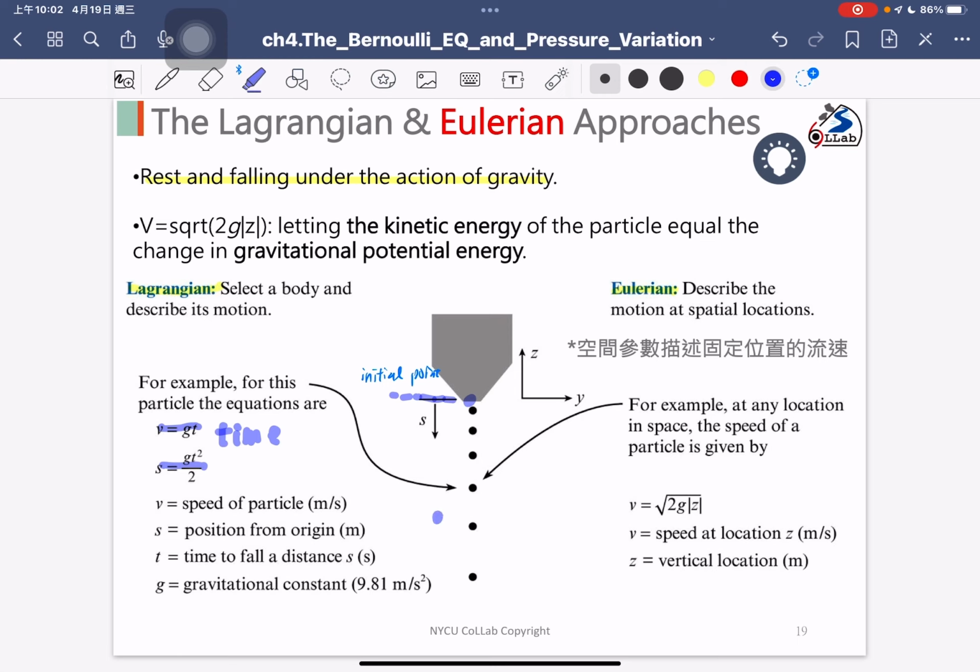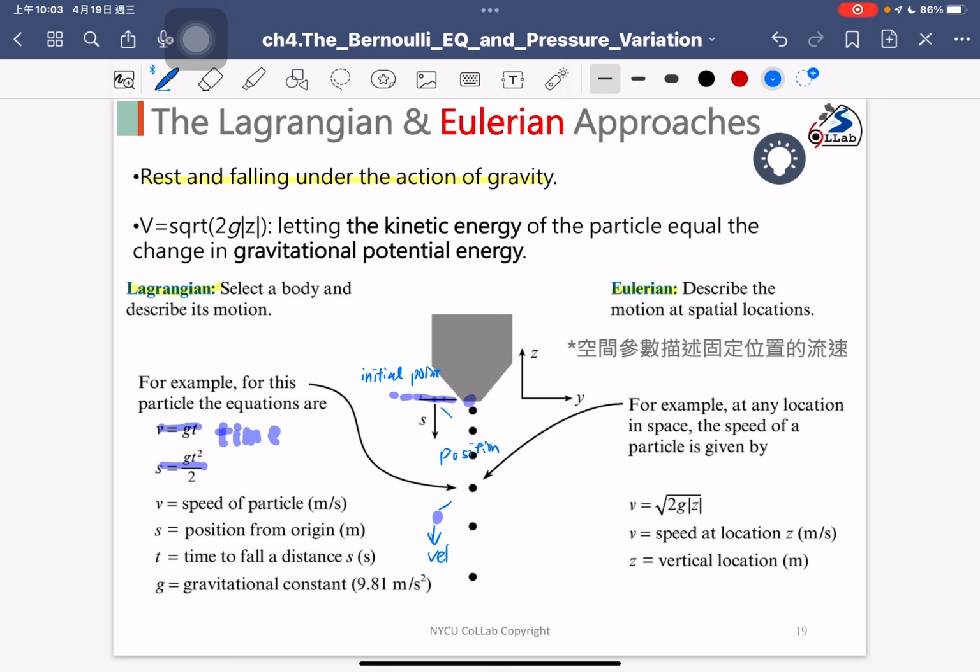For this point, I can predict the position, okay? And I can predict the velocity at that point, right? So for the Lagrange, the most important thing is the initial point, and then we apply the time functions for the velocity and the location. We can predict the new locations at different times and the different magnitudes of the velocity.